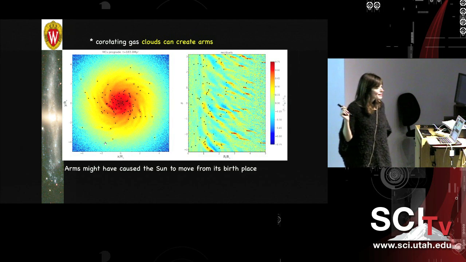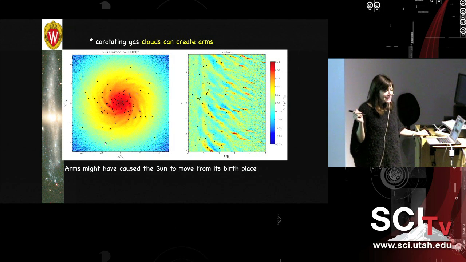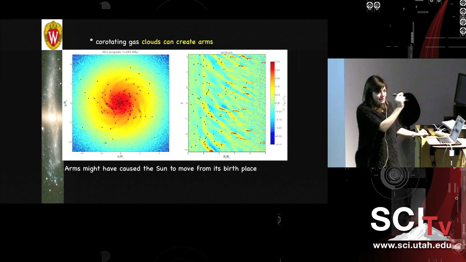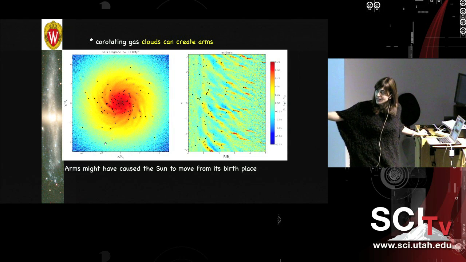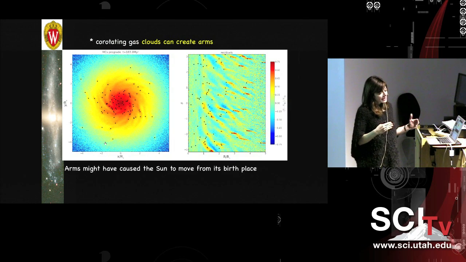Why are spiral arms so interesting? Because it has also to do with our origin. Our sun is only two-thirds of the way out in the disk, in that location. And we know now that spiral arms are so effective because they are over-dense regions with stars and gas, that by tidal interaction, they could move the sun far away from the birth location. So it's possible that our sun is an immigrant.